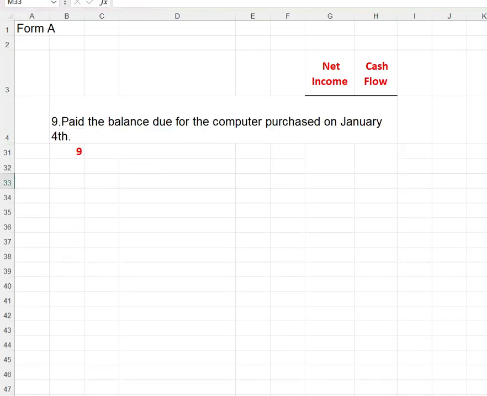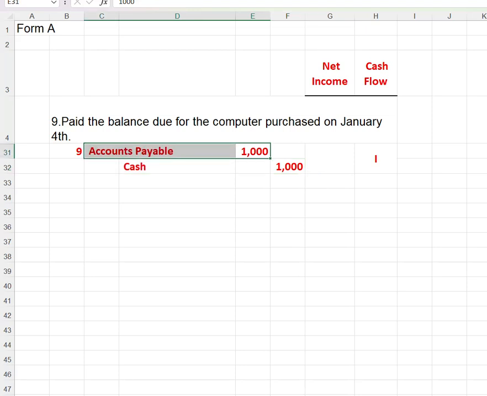We pay the balance due for the computer purchased on January 4th. The easiest part of this is a decrease in cash for $1,000. And since this was for a computer, it is an investing cash outflow. Of course, the balance due, if you recall, when we purchased this computer, we recorded an accounts payable for $1,000. So we will reduce that liability by debiting accounts payable.